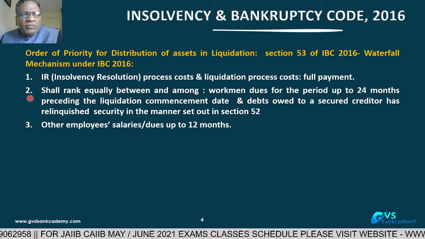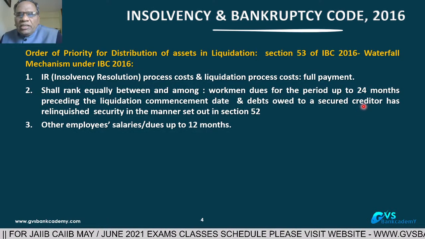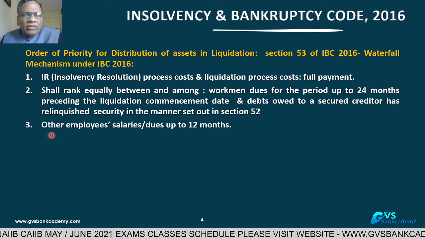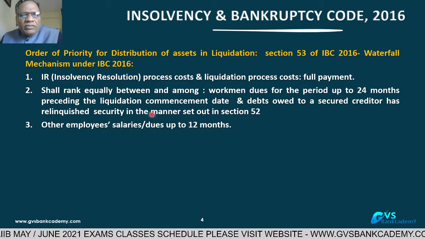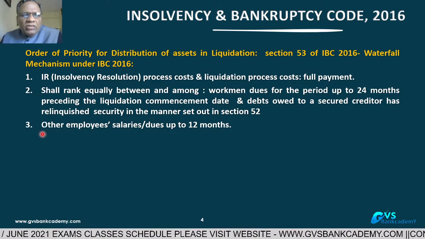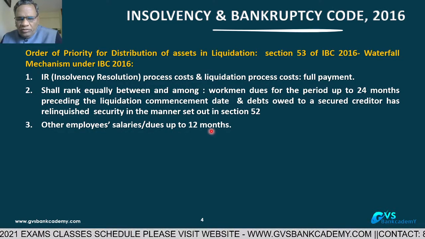In the second stage, the workers and the secured creditors are not getting paid fully. So from the third stage onwards, they are not going to get anything. After distribution of assets under the second stage, any surplus will go to the third stage, that is other employee salaries and dues, 12 months.